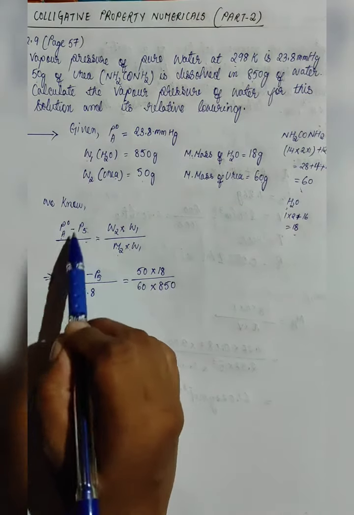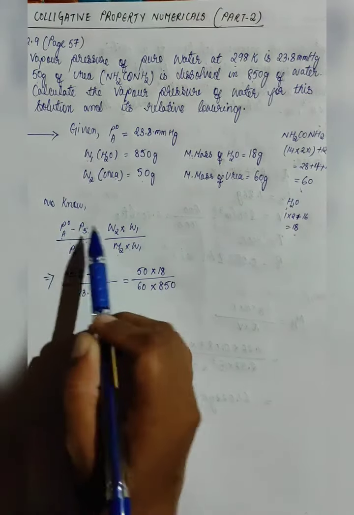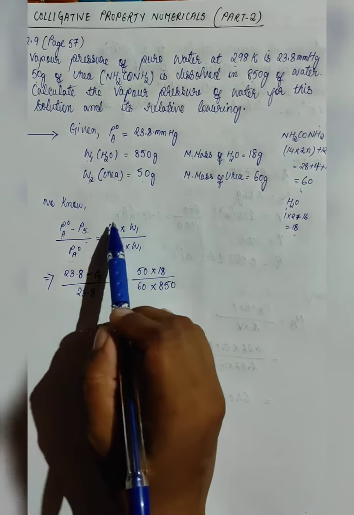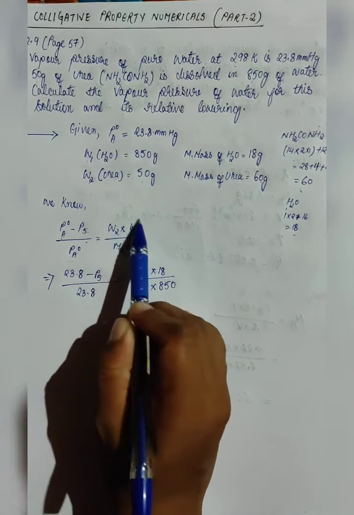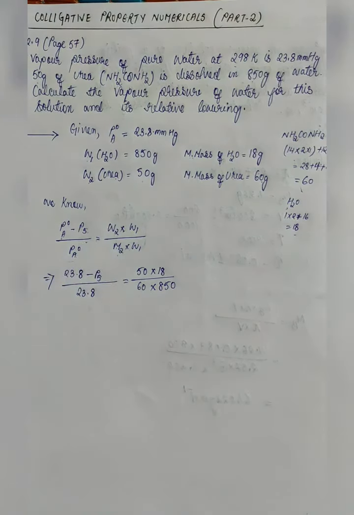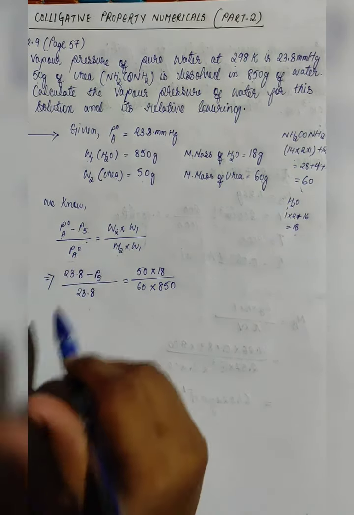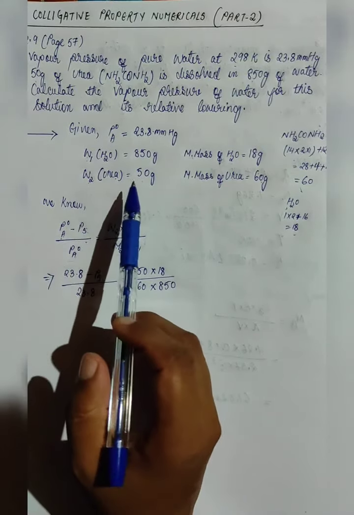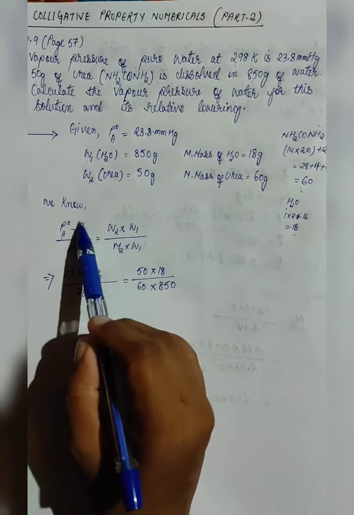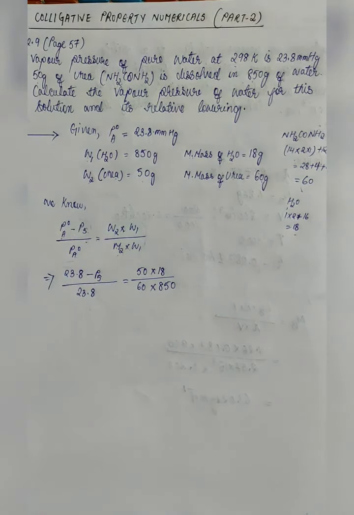So we know this formula: relative lowering of vapor pressure is equal to the mole fraction. Further after classification we will get this. I have already explained, so I will not go into detail. What we have to find out is, first, the relative lowering in vapor pressure, as well as the vapor pressure of water for this solution.